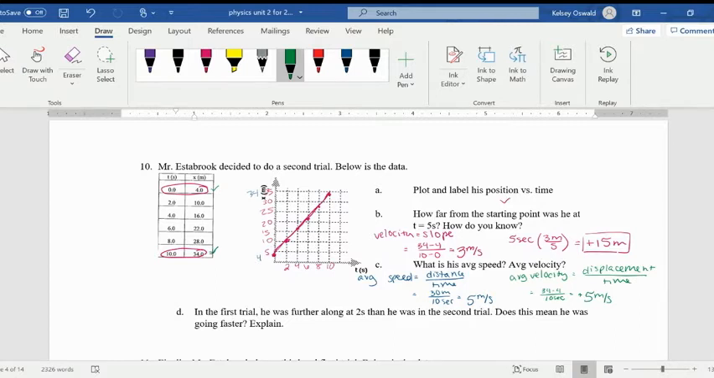In this example, our average speed and average velocity are the same, and that's because our object is only traveling in the positive direction here. It's not moving backwards at all.